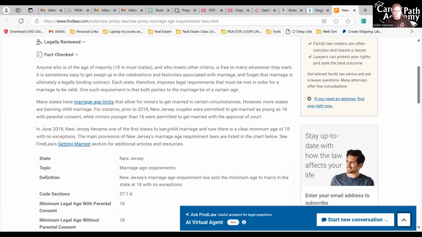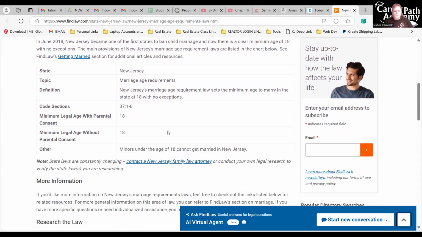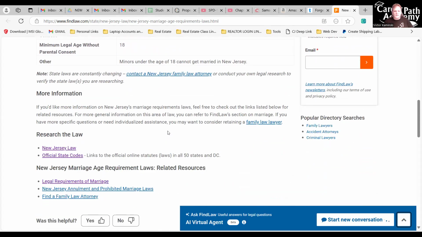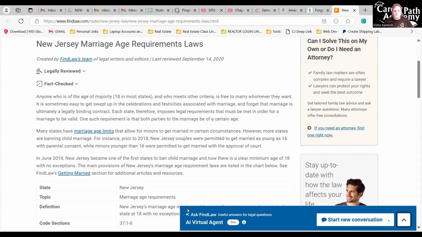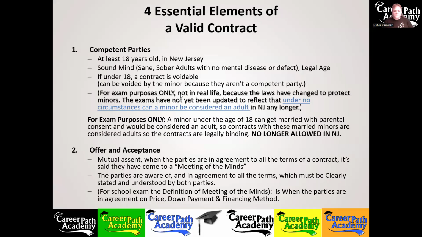So why do they have that rule? We went and we looked up some of the other legal requirements. Let me see, New Jersey annulment and prohibited marriage laws. Okay, we're not going to dive big into this because we're not attorneys, but we just need to know the basics of it.